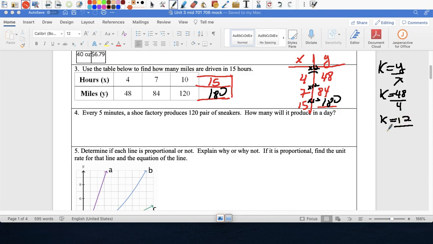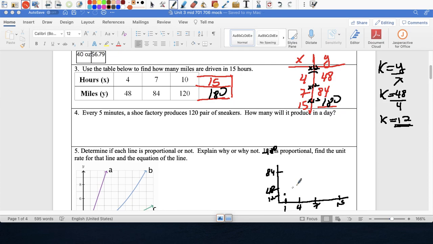So to continue a little bit here, let me just draw a graph here. So we had, and again, 4 and 48, 7 and 84, yeah, 15 and 180. And when you get to 1, guess what? 1 will be 12, which also happens to be your unit rate.